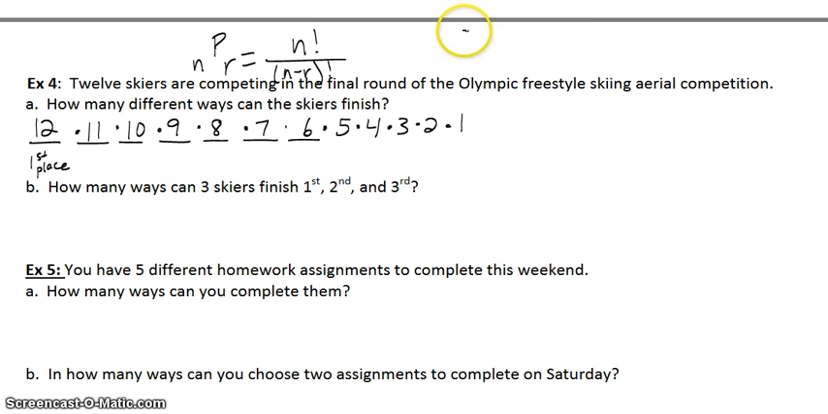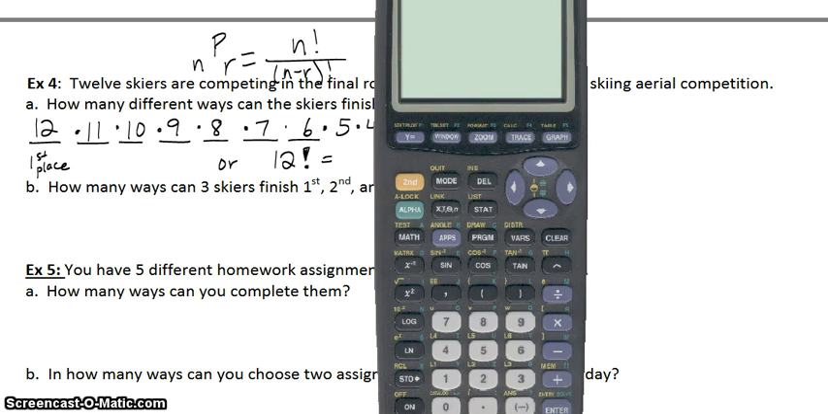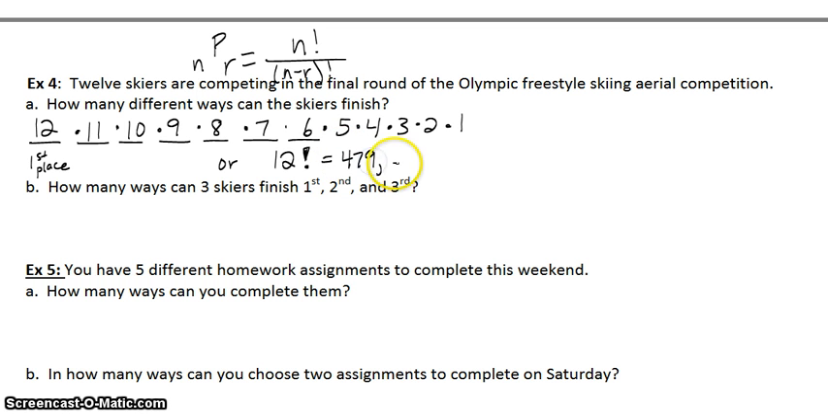Now, instead of typing all of that into your calculator, that is the same thing as doing 12 factorial, because it is itself and every number below it. 12 factorial, okay, that would be 479,001,600. And so that, we just did that problem using the other stuff we learned.